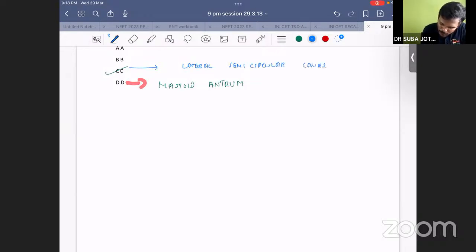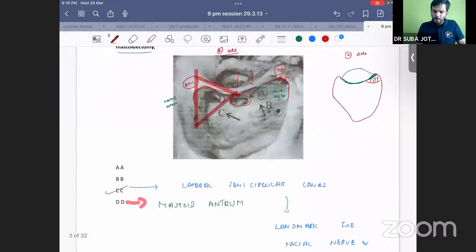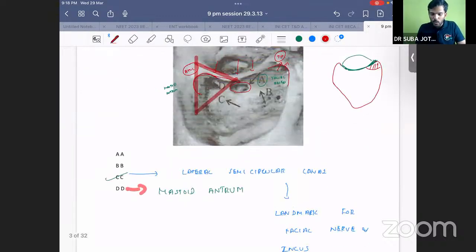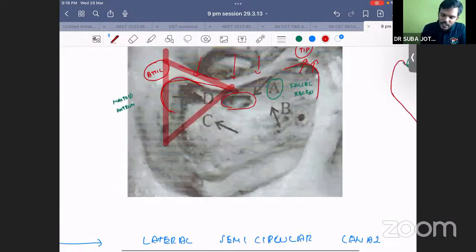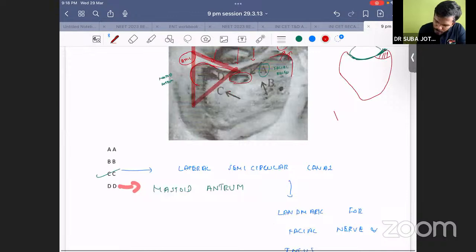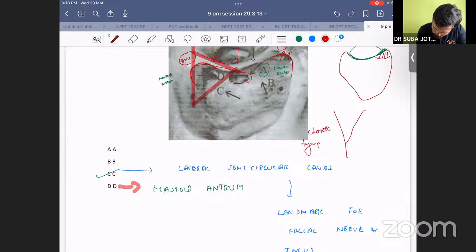will act as a landmark for facial nerve and incus. Okay, so this is a very important surgical point. Okay, now, are you clear with this facial recess? This facial recess is formed by chorda tympani nerve, facial nerve, and short process of incus.